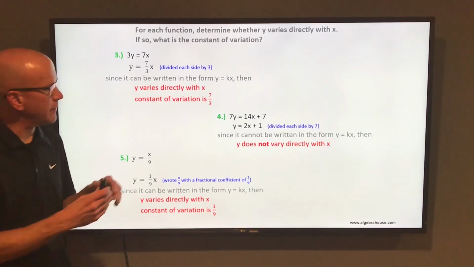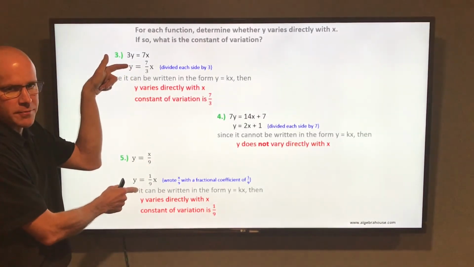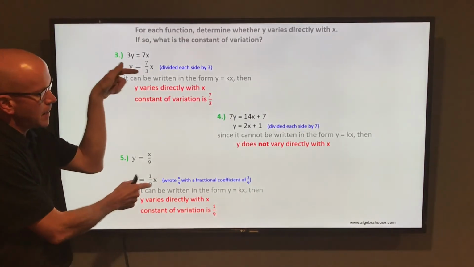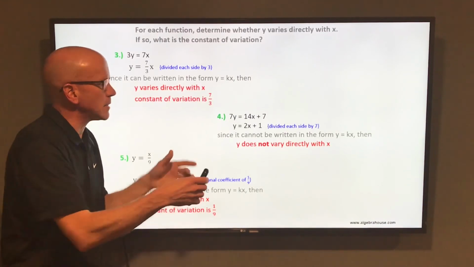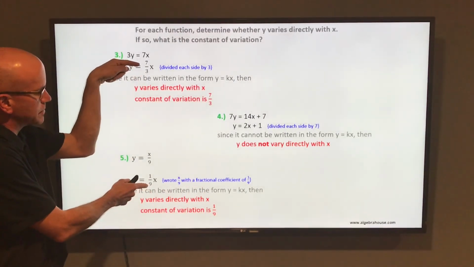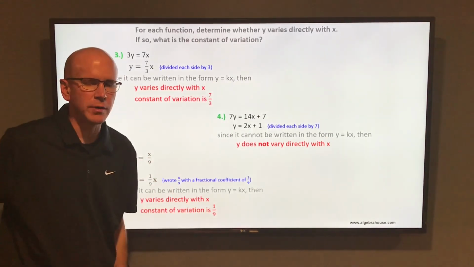So if it can be written in the form of y equals k times x with nothing else involved, y does vary directly with x. But if there's something else involved, in other words, in simpler terms, if the y-intercept is something other than 0, these have y-intercepts of 0, but this had a y-intercept of 1. That's where y does not vary directly with x.